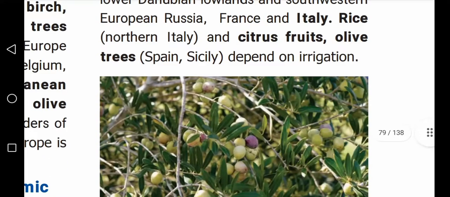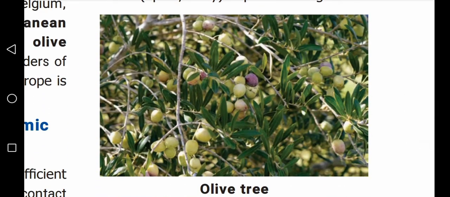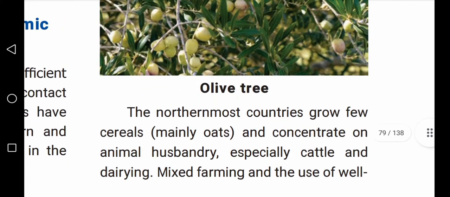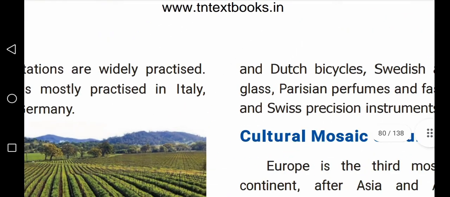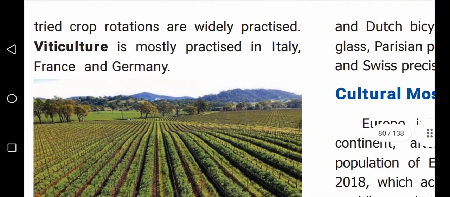Okay, so this is the olive tree. Next one, the northernmost countries grow few cereals, mainly oats, and concentrate on animal husbandry, especially cattle and dairying. So they do many kinds of work in the European continent. Next one, vineyard.